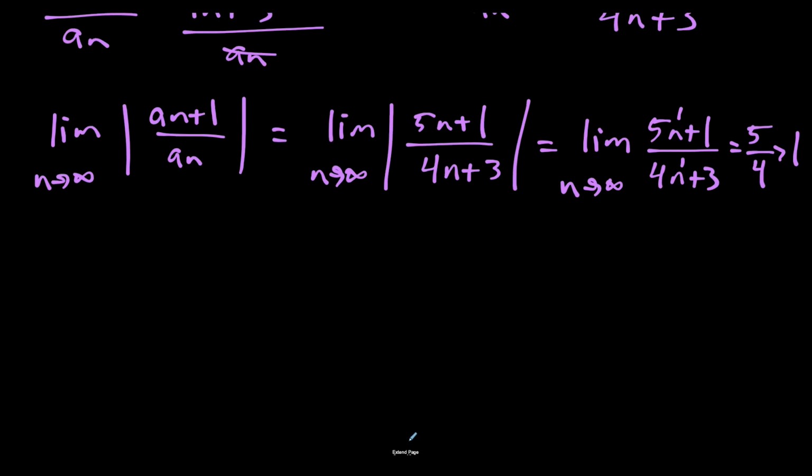So now we could write our conclusion here. Because the limit as n goes to infinity of this expression here equals 5/4, by the ratio test, we could say that the series a sub n diverges.